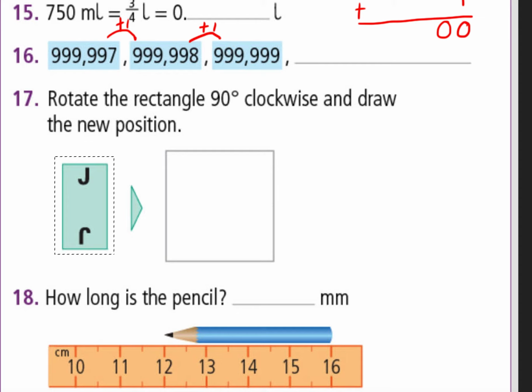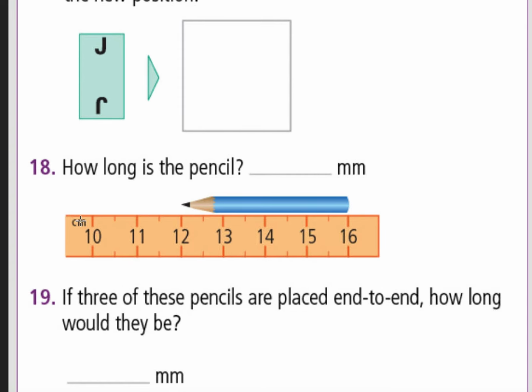Number 18, how long is the pencil? Now, this question is a little bit tricky. So we'll just take a closer look at it. So the pencil goes from the 12 here up to the 16. So there's 1, 2, 3, 4. And this ruler is measuring in centimeters. So it's 4 centimeters long. But the question is looking for it in millimeters. And in every centimeter there's 10 millimeters. So it's going to be 40 millimeters long.